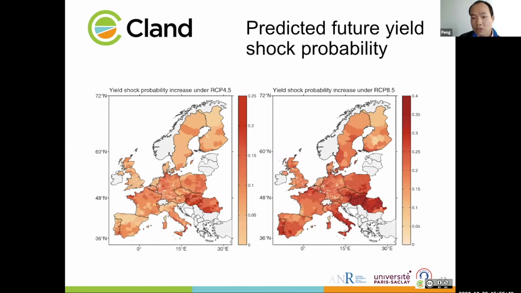And here is the future prediction based on the random forest model. We can see in both scenarios there is an increase in the yield shock probability, and the spatial pattern suggests that the yield shock increase is the largest in the eastern area, like Hungary and Romania.